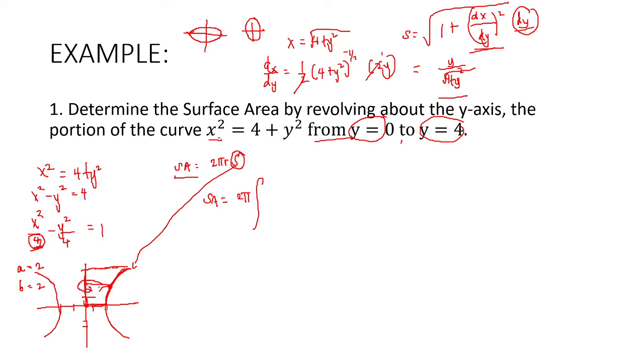So this is r here, which is equivalent to x. Therefore, we can now say that from 0 to 4, then 2 pi, then our radius is x, square root of 1 plus dx over dy, which is 1 plus y over 4 plus y squared, then this is square root, then squared dy.